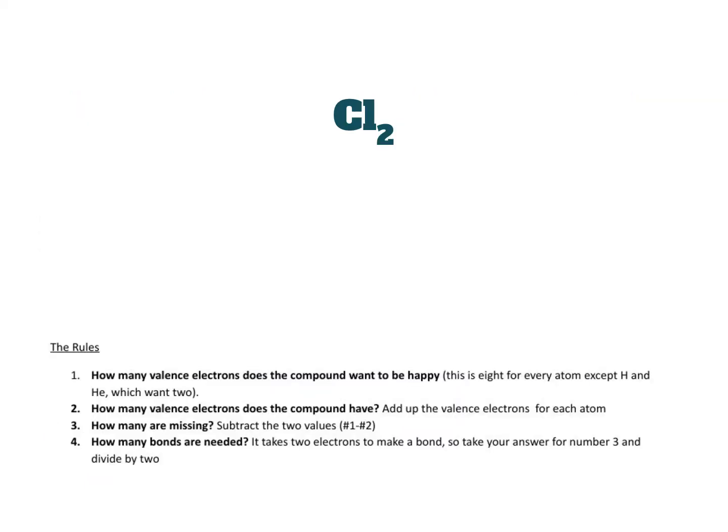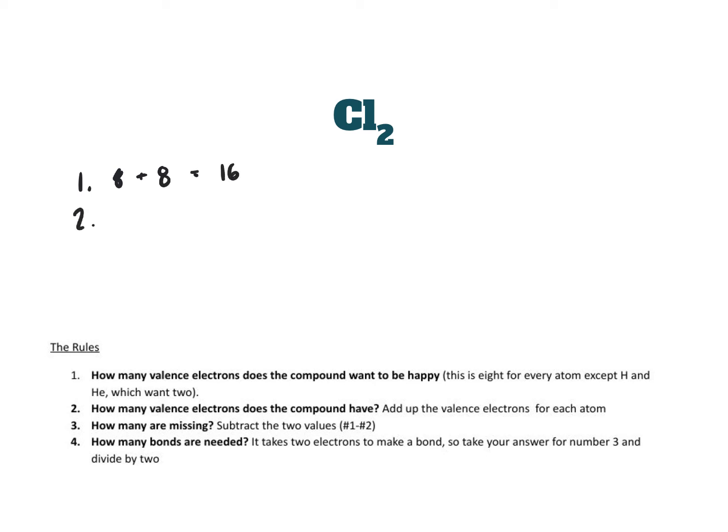So here's a really simple one, a diatomic compound. Chlorine. There are 2 chlorines. We could fly through these steps right here. So step number 1, how many valence electrons does the compound want to be happy? Well, each chlorine wants 8, right? So that means it wants 16.